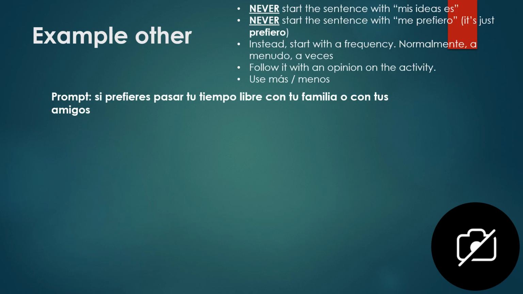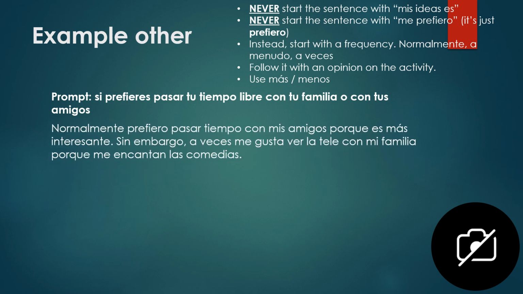So the prompt here, si prefieres pasar tu tiempo libre con tu familia o con tus amigos. I've started off with a time phrase. Normalmente prefiero pasar tiempo con mis amigos porque es más interesante. After that, contrast, sin embargo, a veces. Again, using a frequency time phrase that's different so that I can have a bit of contrast. Me gusta ver la tele con mi familia porque me encantan las comedias. Again, use 2 different opinion phrases there. Give an opinion, give a reason, you get more marks that way.